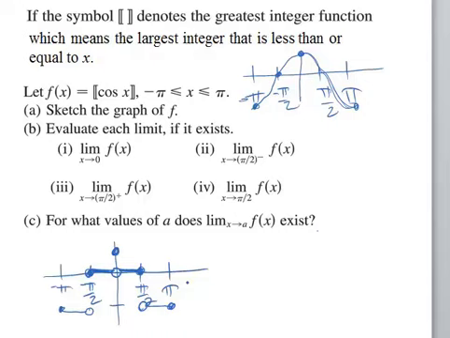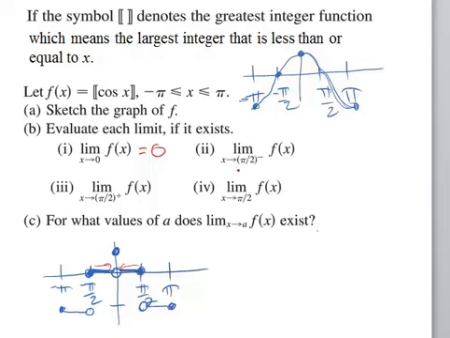Now that we have our graph, we're ready to do the next part of this, which says evaluate each limit if it exists. So we're interested in the limit as x approaches 0. As we're looking here to approach 0, if we approach from the left-hand side or the right-hand side, we see that we approach 0. Again, it doesn't matter where the function value is at this point, it matters what value we are approaching as we get closer and closer to x equals 0. So the answer to this is 0.